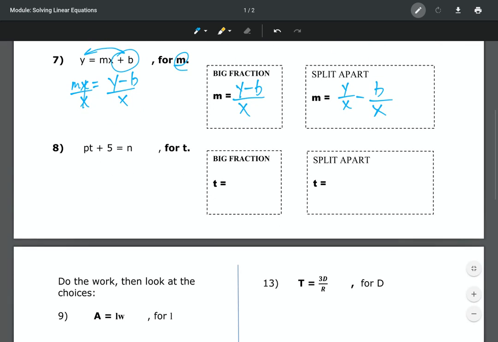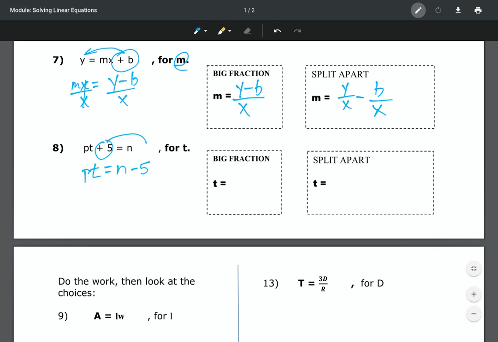Number 8, we're going to solve for t. So first of all, we're going to move this 5 over to the other side. So we're going to have pt equals n. That positive 5 when moved across the equal sign becomes a minus 5.